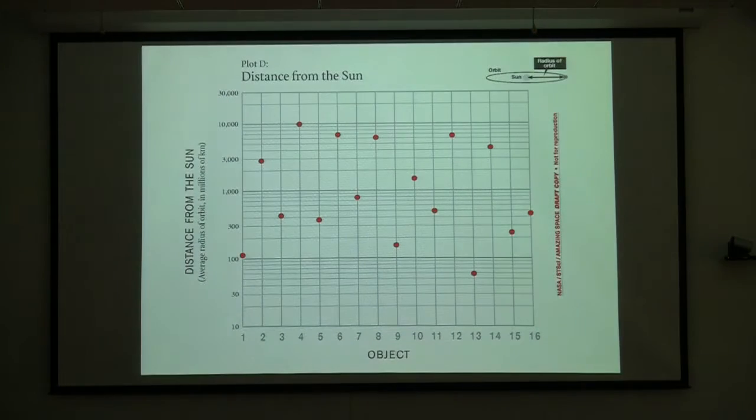All right, move on to plot D, distance from the sun. All right, who should we pick on for this one? This gentleman over here in the green shirt. Tell me something about plot D. The objects we're looking at are between 60 million and 10 billion. All right, 60 million to 10 billion kilometers away from the sun. Okay? All right, that's good.